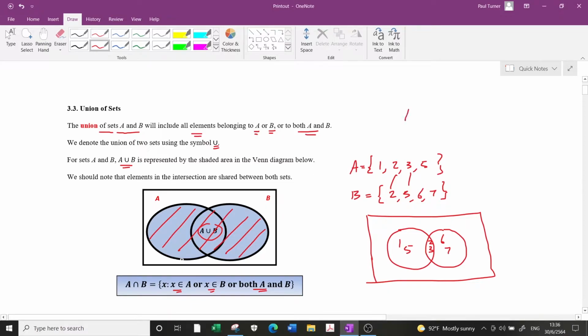So A union B is all of the elements together. So {1, 2, 3, 5, 6, 7}. And remember the intersection, A intersection B, are only the common elements, 2 and 3.